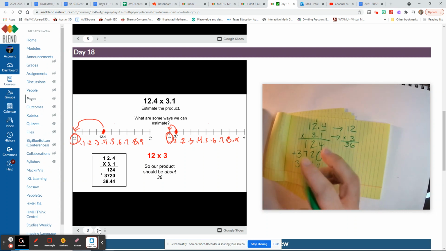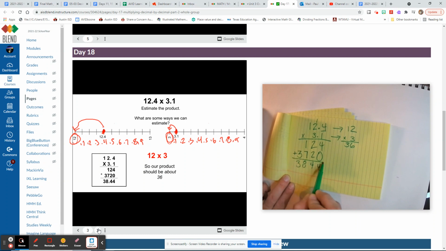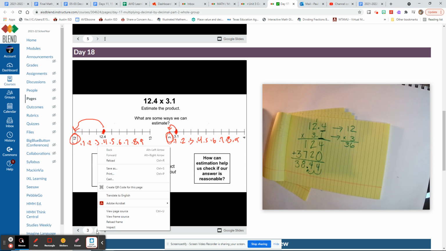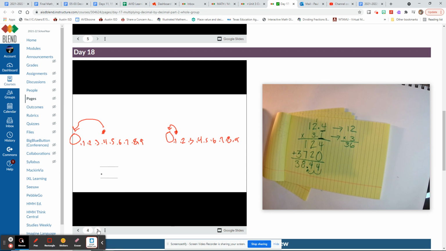So we get 3,844, but we also need to remember there are decimal places in our problem. There are 2 decimal places in our problem, so there should be 2 decimal places in our product. And we matched our answer with them, which is 38 and 44 hundredths, which is very close to 36. All right, so, that did help us find out if that was reasonable. Let's move on to the next one.